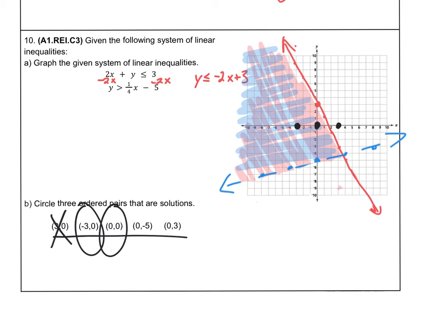Okay, these are the two tricky ones, the last two. (0, -5) is going to be this point right here. Is that on a dotted or a shaded line? Dotted. So technically that's not within the shading since that's not a shaded line. So that is going to be a no. But what about (0, 3) right here? Yes, it's on a shaded line. So those are your 3 points that would be solutions. Any questions on that? Okay.